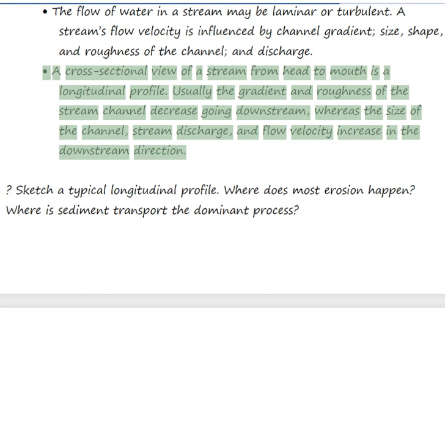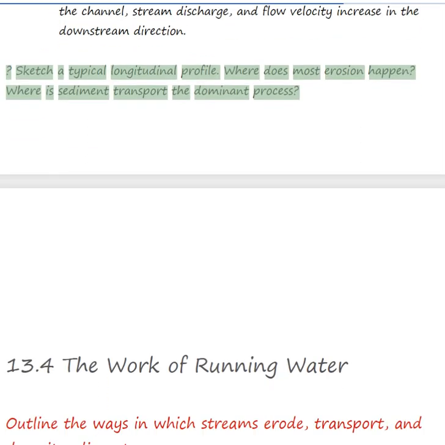Usually, the gradient and roughness of the stream channel decrease going downstream, whereas the size of the channel, stream discharge, and flow velocity increase in the downstream direction. Sketch a typical longitudinal profile. Where does most erosion happen? Where is sediment transport the dominant process?